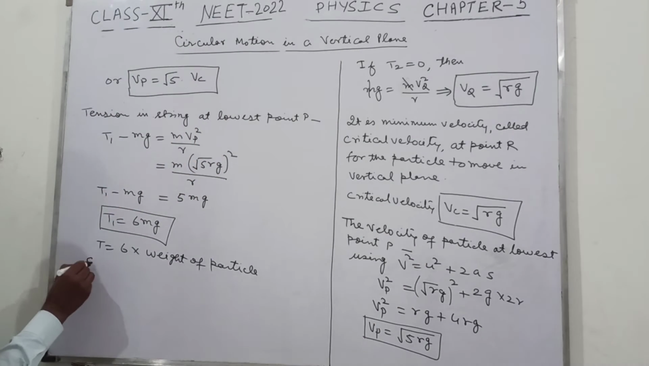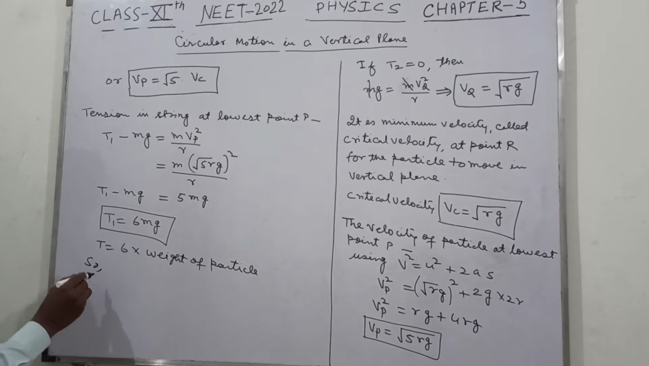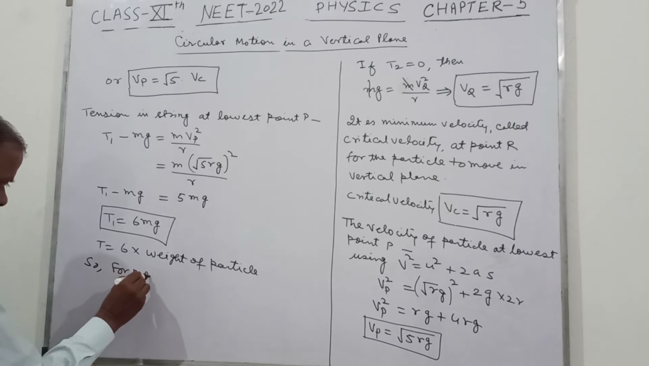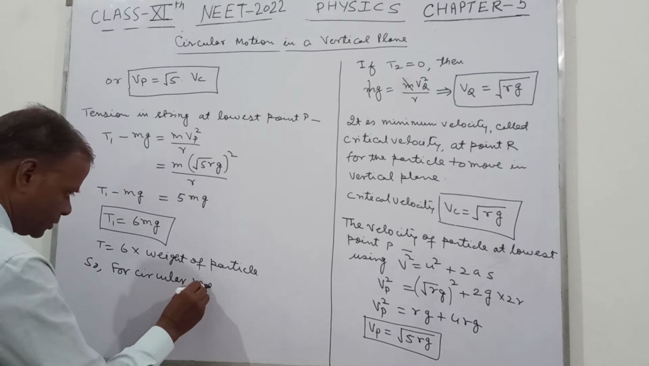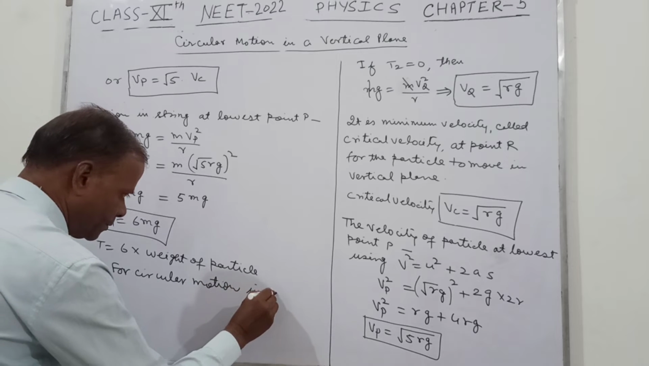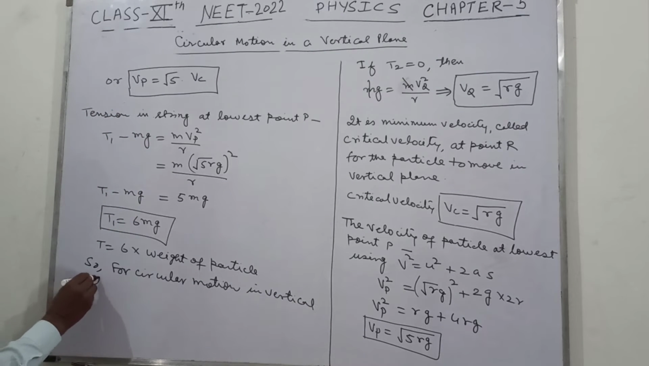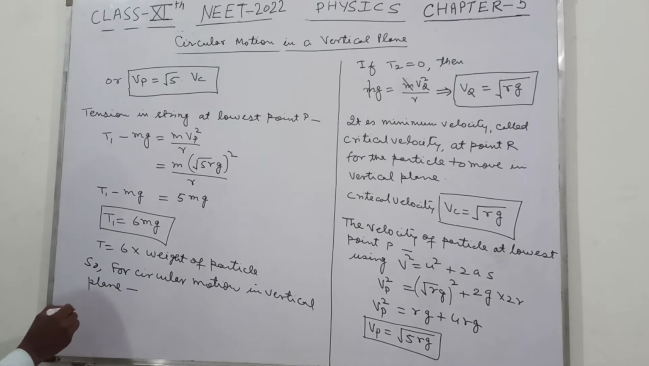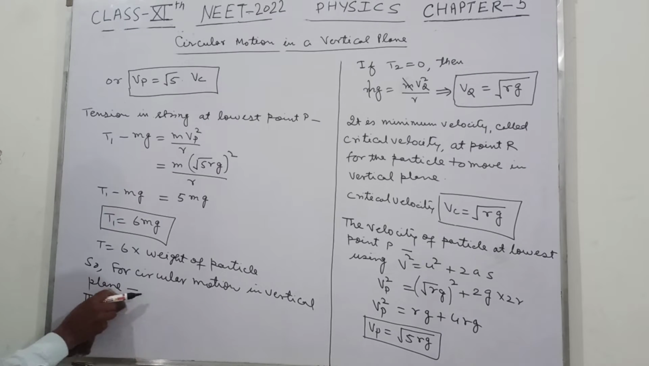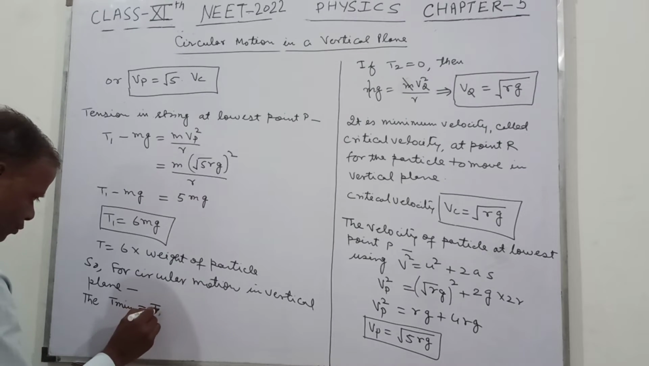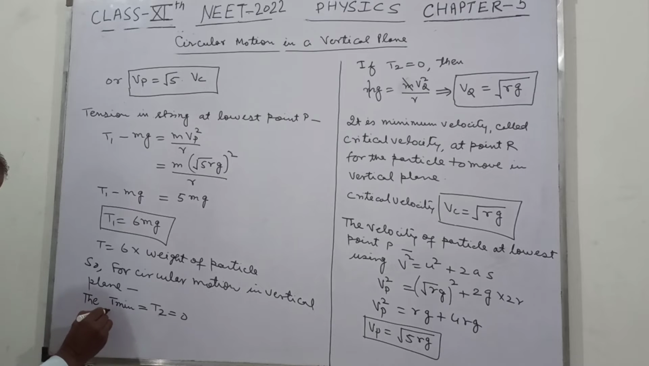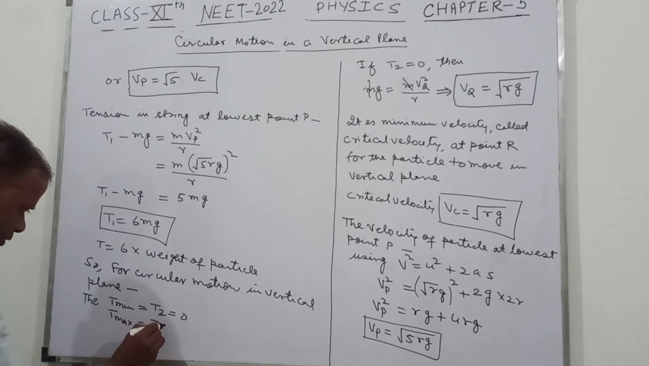So for motion, or circular motion in vertical plane, the minimum tension T minimum equal to T2 and this is equal to 0 and T maximum is equal to T1 and this is equal to your 6 mg.